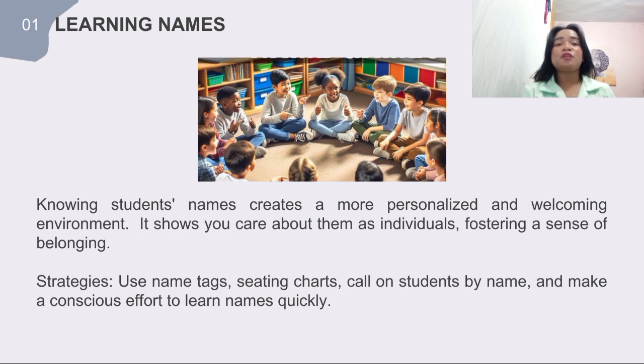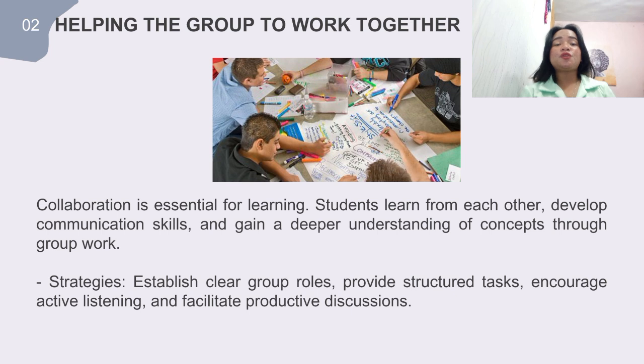Some strategies to help you learn names quickly include using name tags, seating charts, calling on students by name, and making a conscious effort to memorize their names. Point number two, helping the group to work together. Collaboration is essential for effective learning. Students learn from each other, develop their communication skills, and gain a deeper understanding of concepts through group work. Strategies to encourage this include establishing clear group roles, providing structured tasks, encouraging active listening, and facilitating productive discussions.